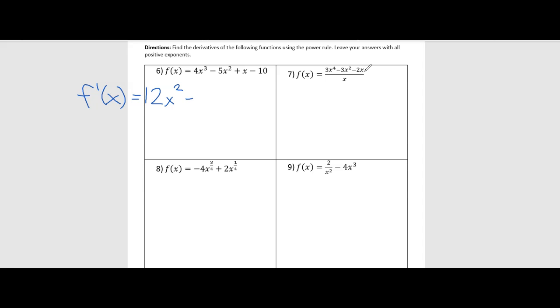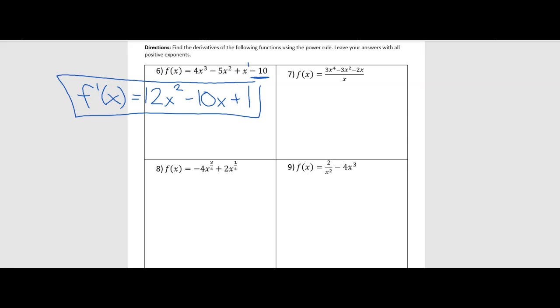With my second term, 2 times 5 is 10. Take away 1 from 2 gives me 1, or just x. Remember that this exponent on the x is 1. So I multiply 1 times the coefficient, which is 1. And then x to the 0 power is just going to be 1, so I just leave it. And then, of course, the derivative of a constant is 0, so you could put plus 0, but that's unnecessary. This would be a complete answer for number 6.